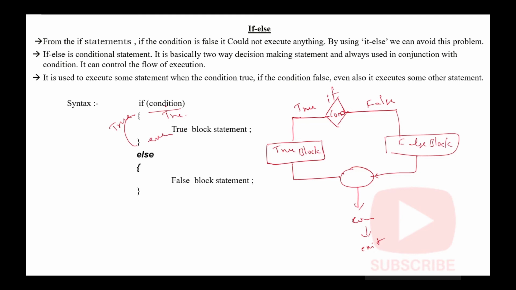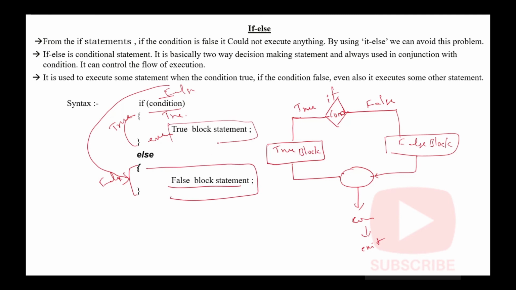If checks the condition, condition true, it executes. If the condition is false, what happens? Directly the control will go to here, false. This is a false block statement. This is a false block. And this is a true block statement. And you have understood this situation.